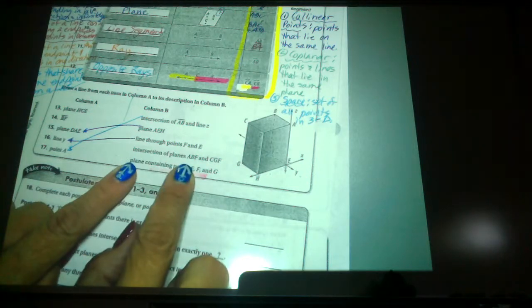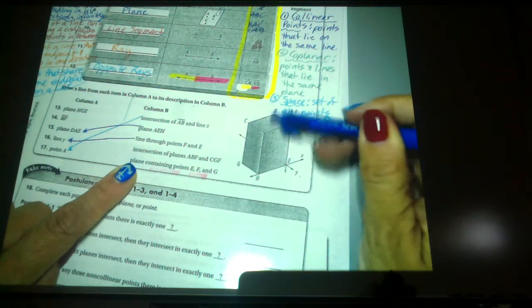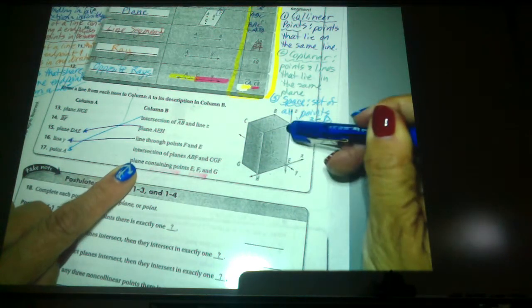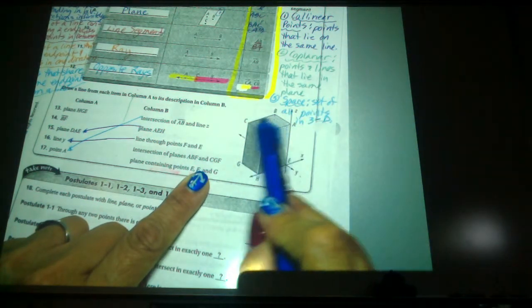So we have the intersection of plane ABF. So I'm looking for A, B, and F. So here's A, B, and F. So that's this back plane right here. And I'm looking for C, G, and F. So isn't this the side plane here? So this back plane right here, and this side plane. What do they have in common? Yeah, they have this right here in common, don't they? And so that can be named, in this case, as a line segment, isn't it? Because there's not a total line going through it. So here's that line segment notation. Line segment BF.